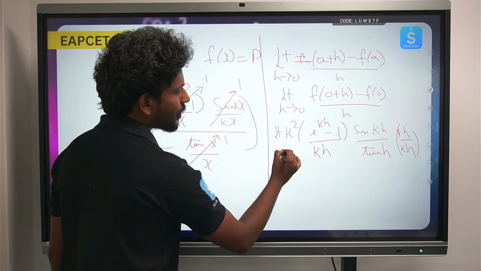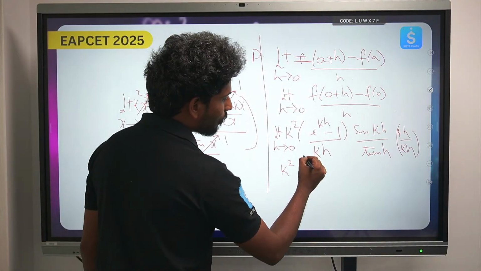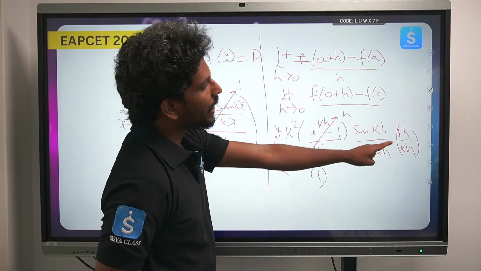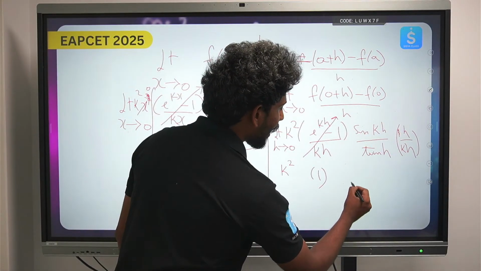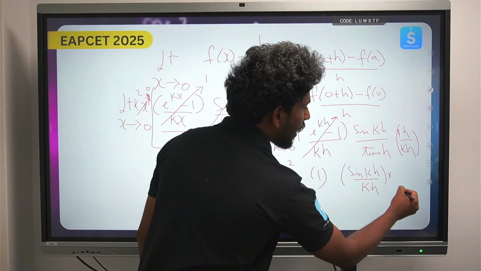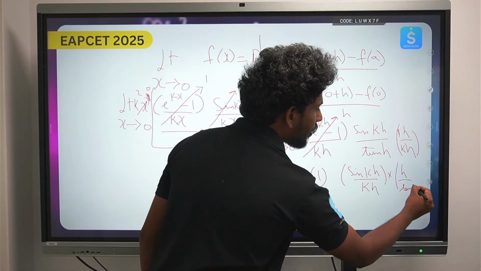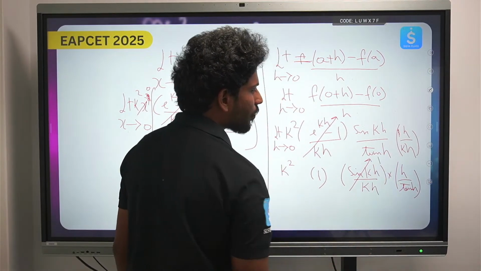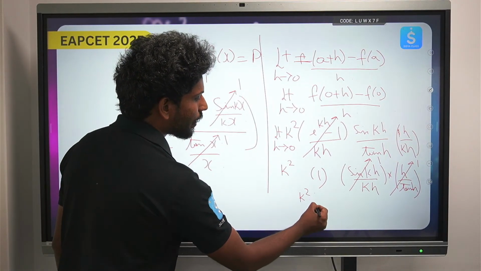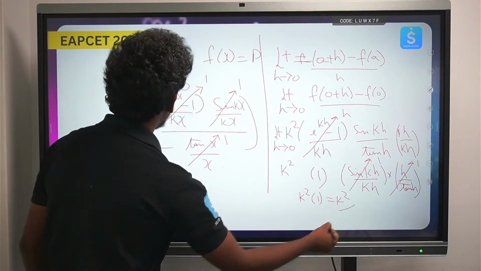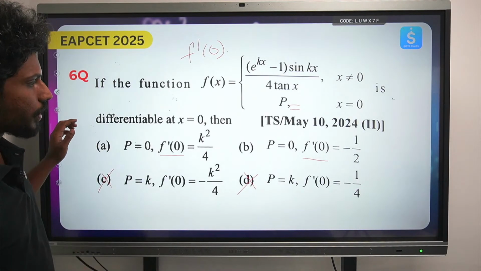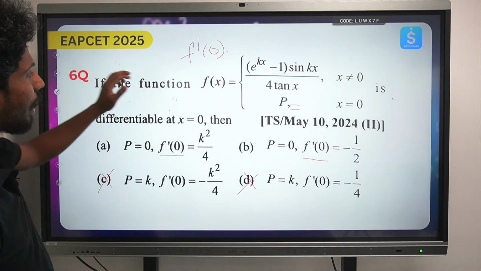Now I can apply limit h tends to 0 for the complete thing. This complete thing will be (e power kh minus 1) by kh, which equals 1, times sine kh by kh, and then h by tan h. This complete value will also be equal to 1, and h by tan h will also be equal to 1. So this will be k square into 1. So the answer is k square. So f dash of 0 is k square.